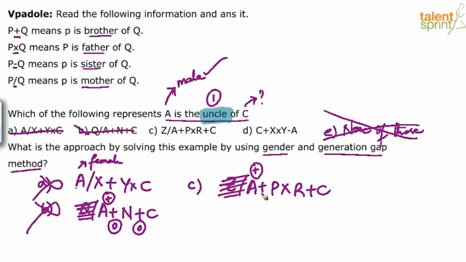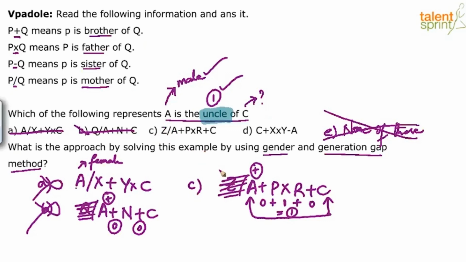Now look at the generation gap. Plus means what? Plus is brother. So generation gap is 0. Into means father. Generation gap is 1. And plus again is brother. So generation gap is 0. And overall the generation gap between A and C is how much? 0 plus 1 plus 0. How much is that? It is equal to 1. So the total generation gap between A and C is 1 and A is a male person. Both the conditions are satisfied or not? Yes. Option C satisfies both the conditions, that A is male and the generation gap between A and C is 1.